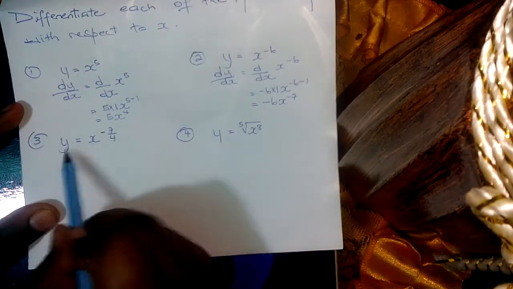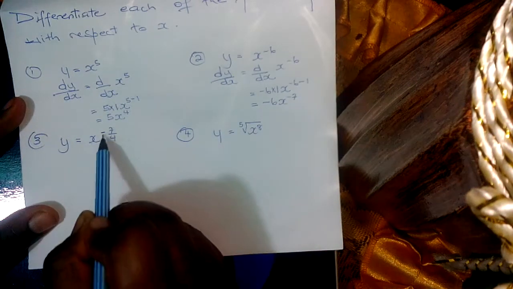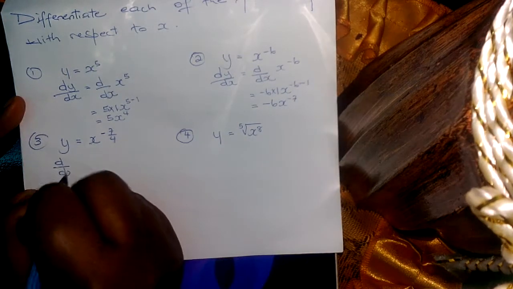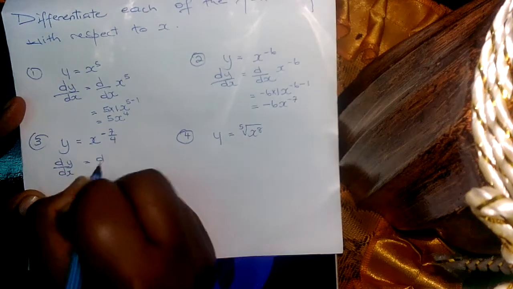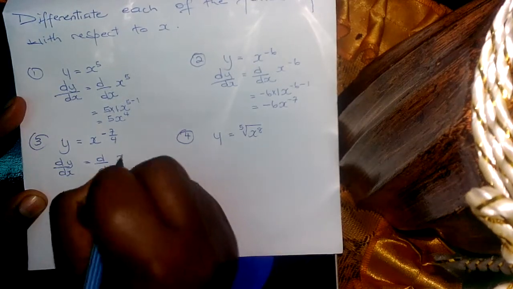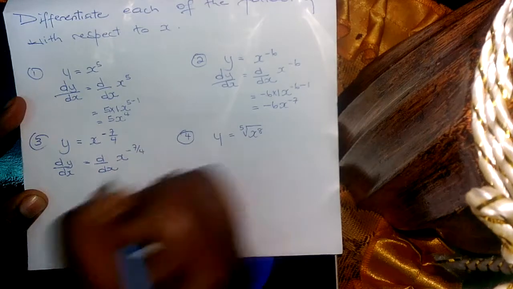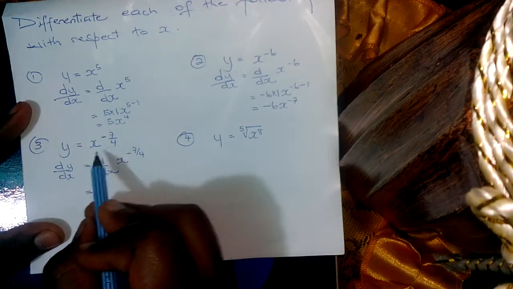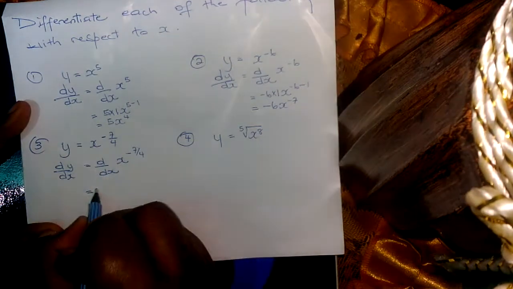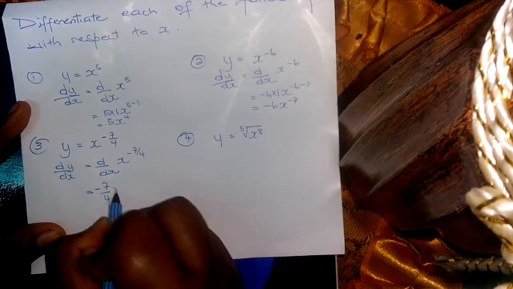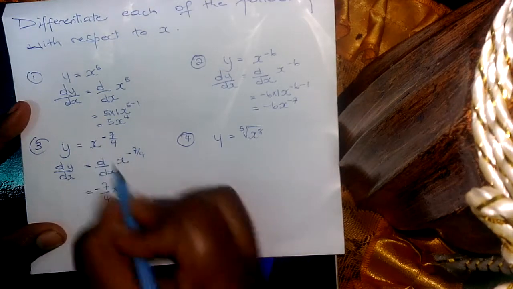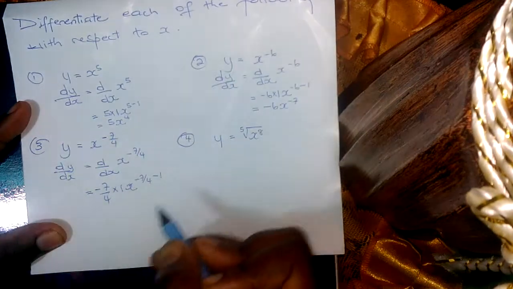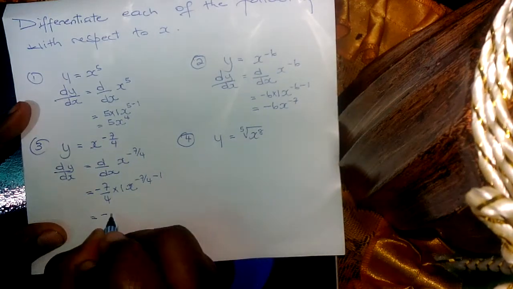Continuing. So we have y equal x to the negative 7 over 4. So we add d over dx here and d over dx here to show that we're differentiating. Alright, so whatever the power is, we're going to multiply by the coefficient of x. Coefficient of x will be 1, so negative 7 over 4 times 1.